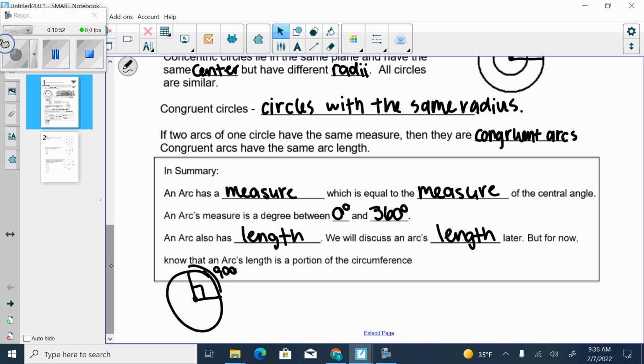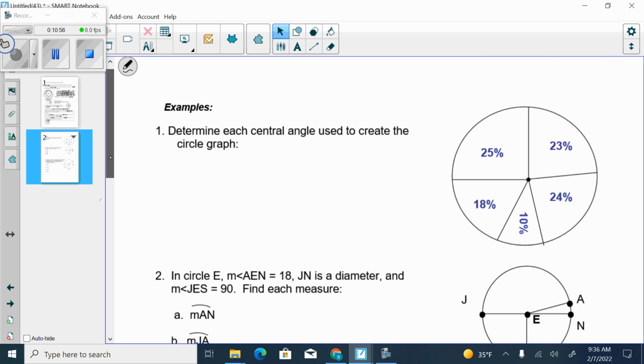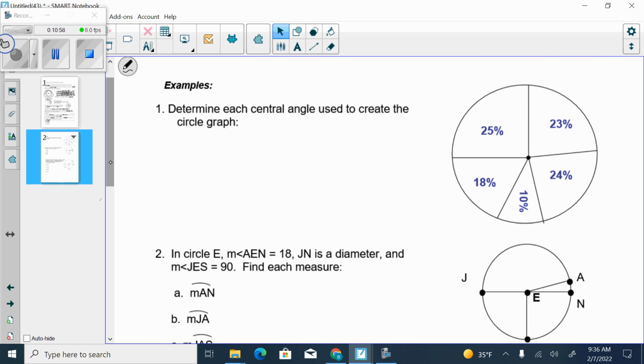All right, so if you will flip it over onto the back. They give us this chart over here, and they want us to find the central angle for each one of these pieces. So we're going to start right here with the 25%.